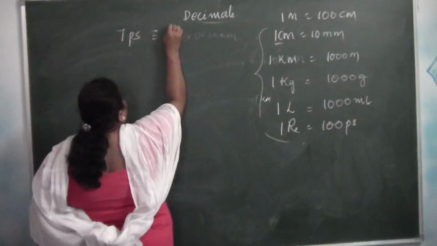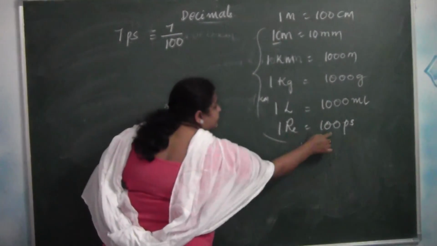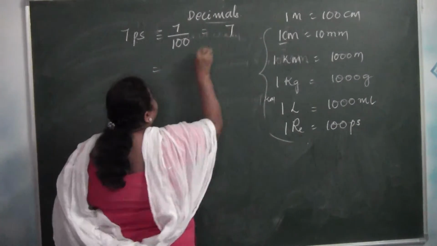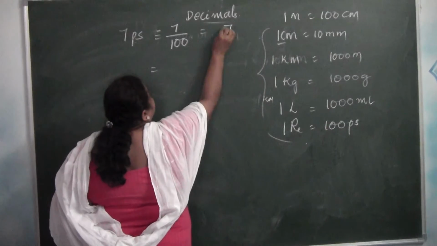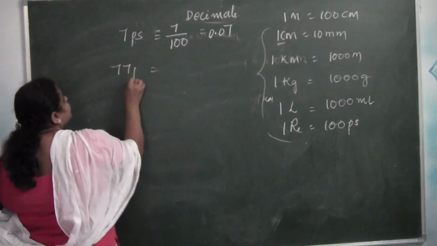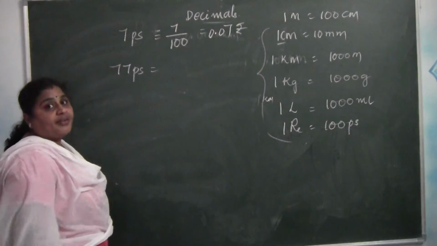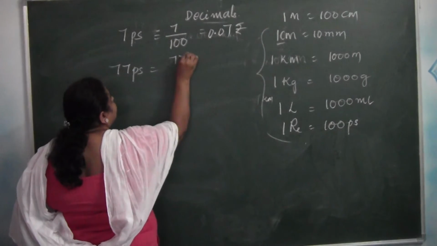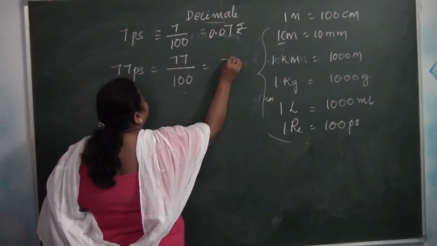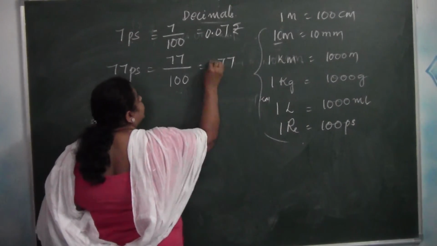I have 7 paise. So what do I write? 7 by 100, because 1 rupee is equal to 100 paise. So 7, how many zeros? 2. 1, 2, point. If I have 77 paise, it is 0.07 rupees. So 77 paise means 77 by 100. So it is 2 zeros, 1, 2, point.